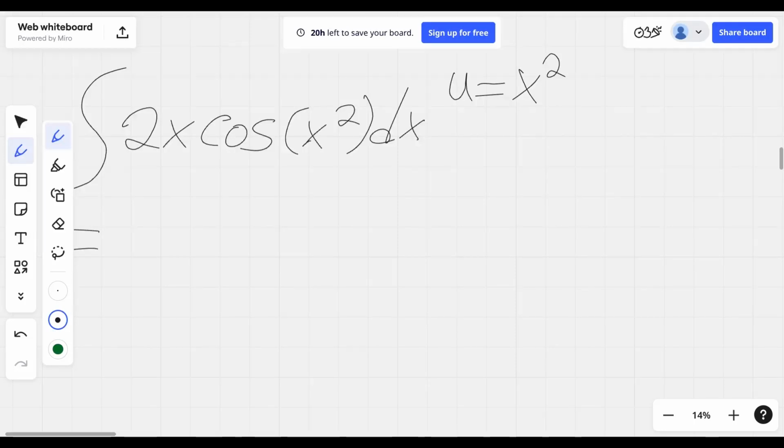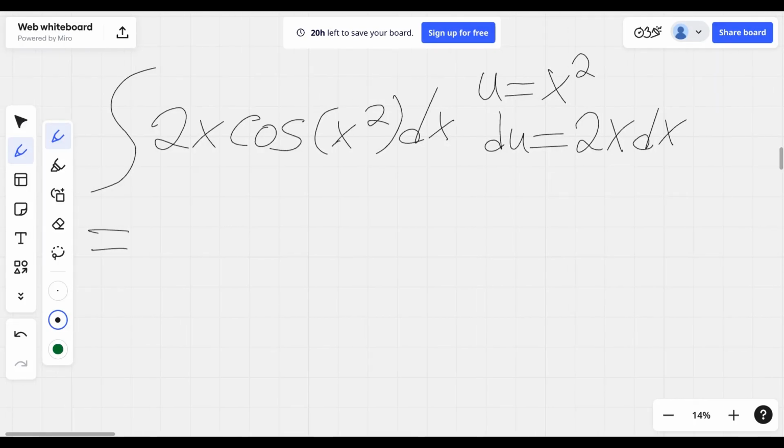And that's because, as we can see, x squared is inside of the cosine function. So we always try picking U to be the function inside of a different function. So here the x squared is inside of cosine, so that's going to be our U. And then we're going to take the derivative of that. So dU equals 2x dx.